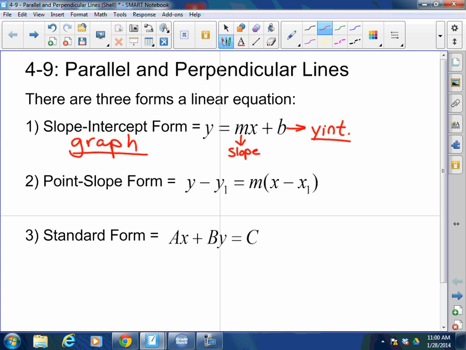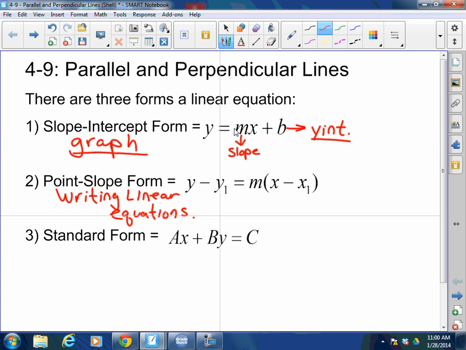Next, point-slope form. Point-slope form is best used for? No. It's for writing linear equations. That is the best use for point-slope form because they give you a point and a slope. y1 and x1, that is the given point. M is the slope, okay?